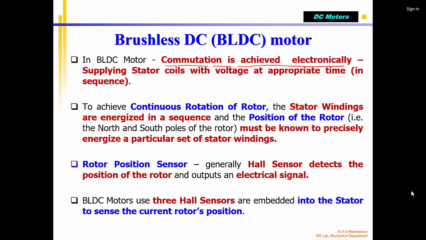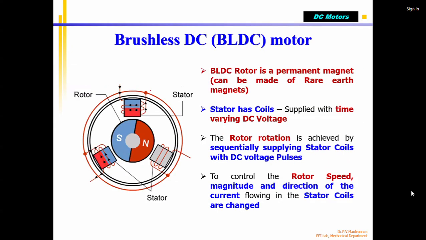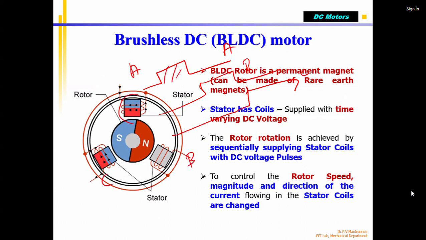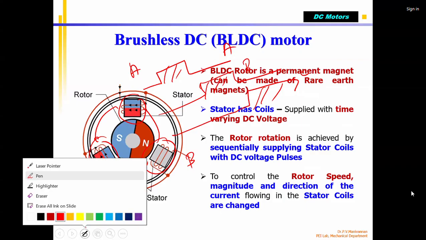Since we are supplying each pole with pulses one after another, correct? This is A, B, C. This is A, B, C. During this time, this is magnetized and it attracts. Next, this is magnetized and it attracts. Then this is magnetized and it attracts, one after another. A simplified version, correct? So the rotor rotates. We get mechanical motion, and the magnetic field interaction between the stator coil magnet and the permanent magnet rotor generates a torque. That torque is used for driving the load, right?